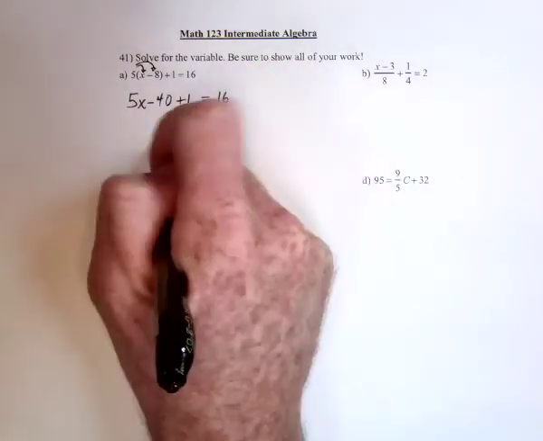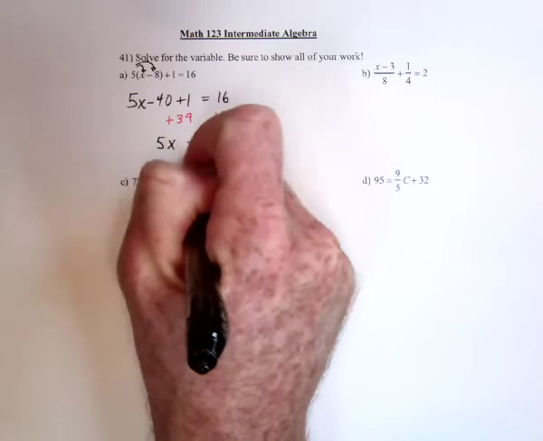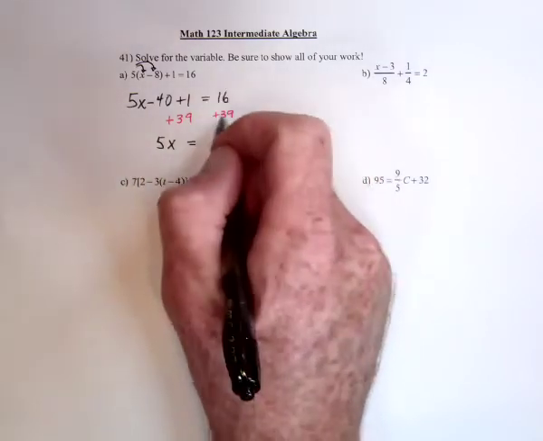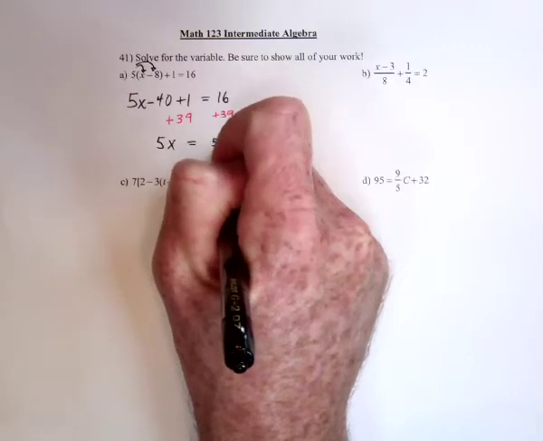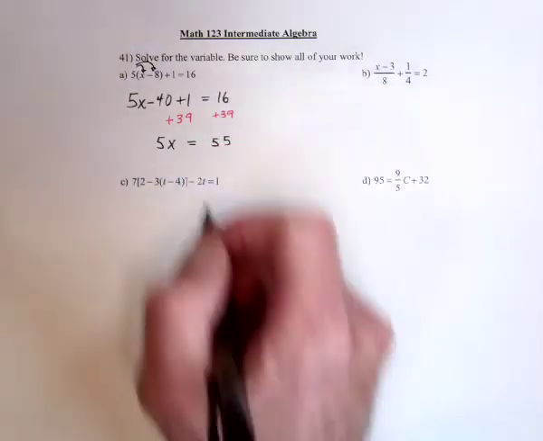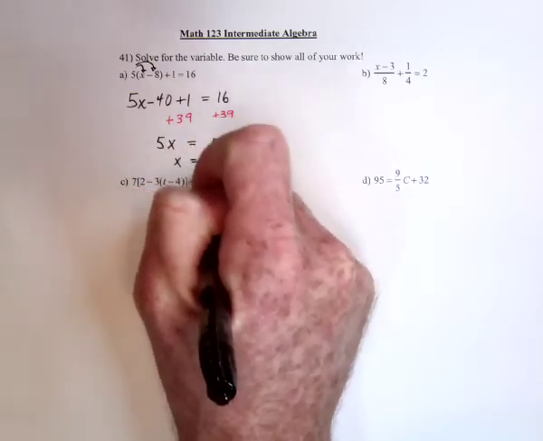So we would have 5x is equal to, let's see, this is going to be 15 if you carry the 1, 55. And then simply divide both sides by 5. x is equal to 11.